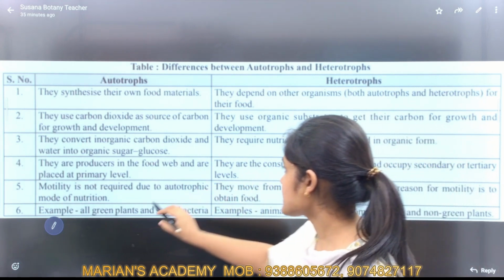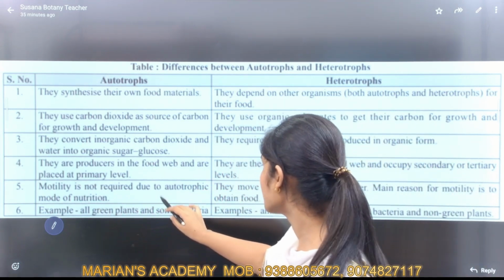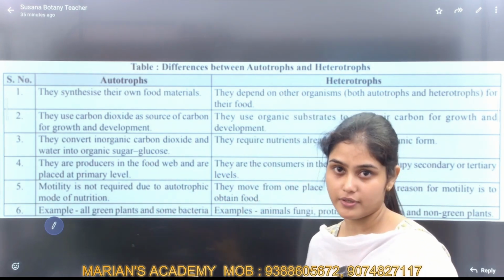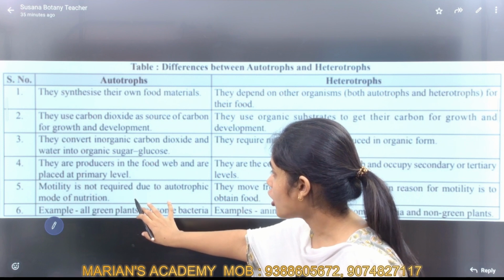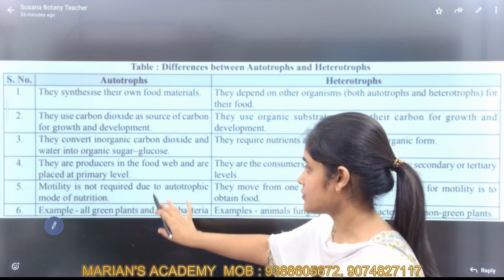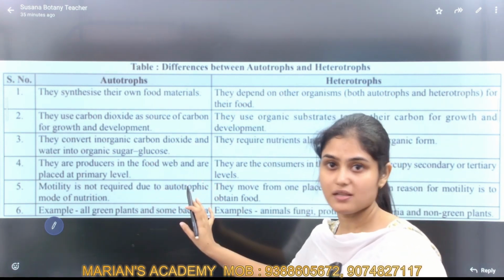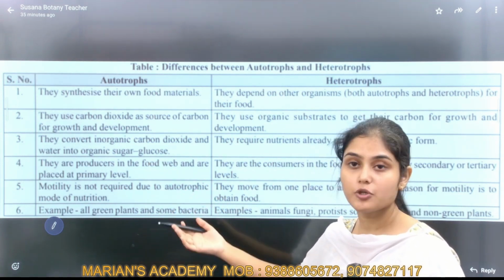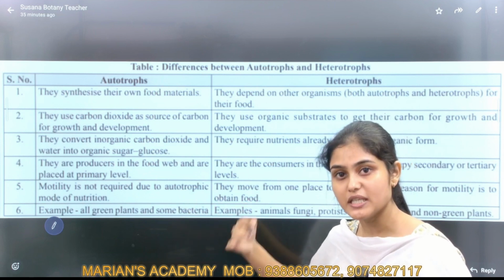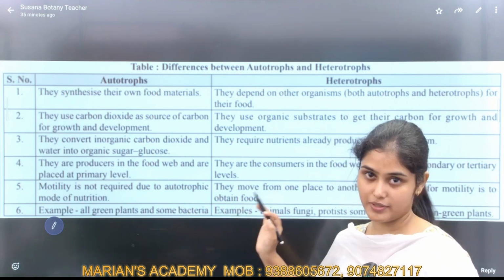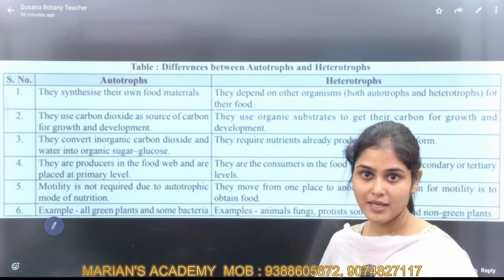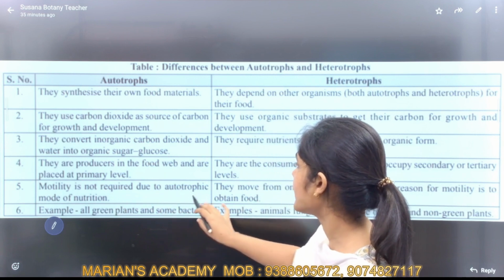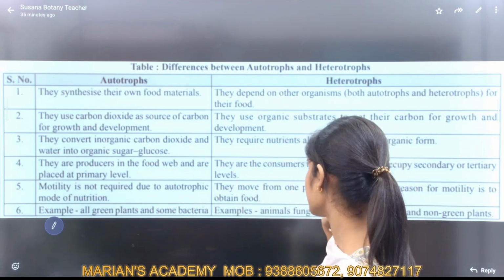Next is motility is not required due to autotrophic mode of nutrition. Very important point. Motility is not required due to autotrophic mode of nutrition in case of plants. We say that plants are non-motile, right? They don't need that ability. They don't need to be motile because they have the ability to make their own food. So they don't need to hunt, they don't need to gather anything. So this is it.